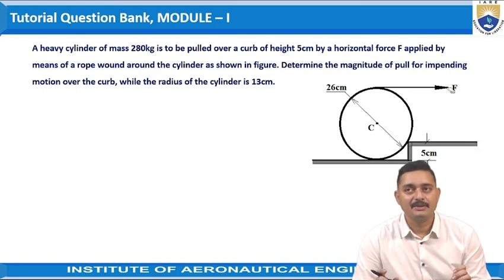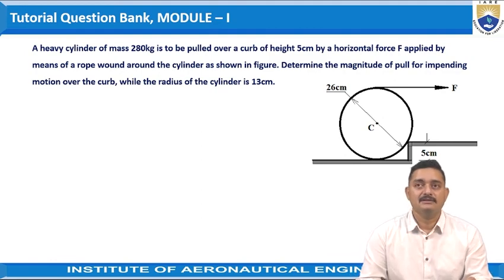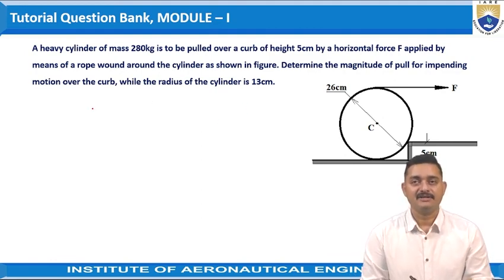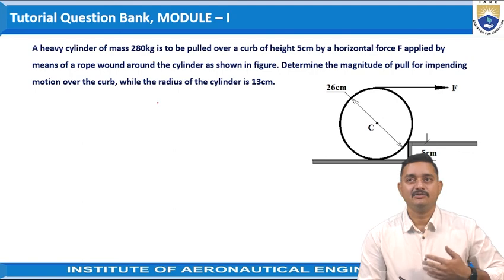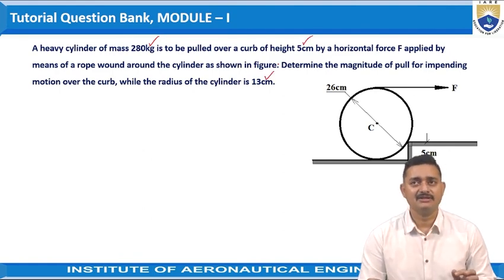So, determine the magnitude of pull for impending motion over the curve, while the radius of the cylinder is 13 centimeters. So, the radius is given as 13 centimeters. From the given data, first let us get all the data to our SI units, because the mass is given here and the units are given in centimeters. Let us convert all these things to the SI units.